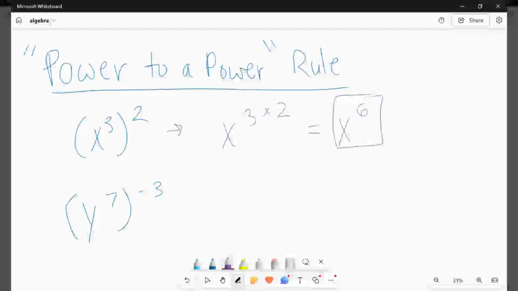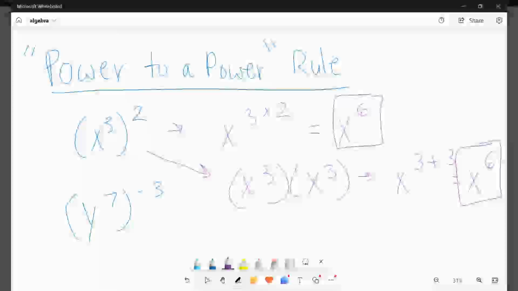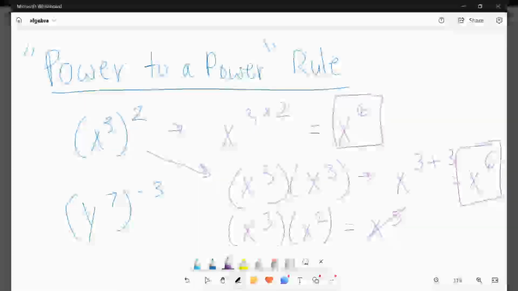And the reason that is the case is because x to the third squared is the same thing as saying x to the third times x to the third, right? We're multiplying two of them. So then if we had this, we could say, okay, well, that's x to the third plus 3 plus 3, right? Which would give us x to the sixth, which is the same answer. But it is definitely not the same as x to the third times x squared, right? That is x to the fifth, which is not the same. So that's a very important distinction.